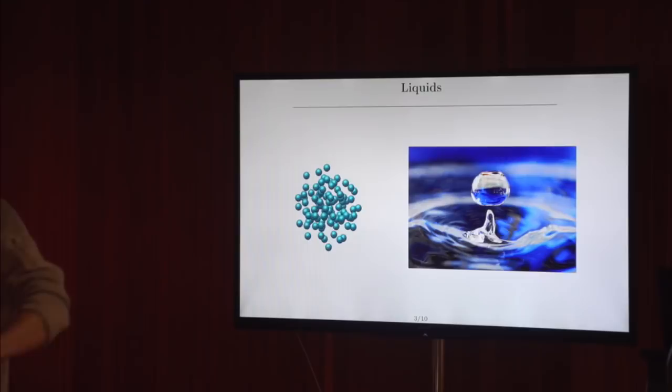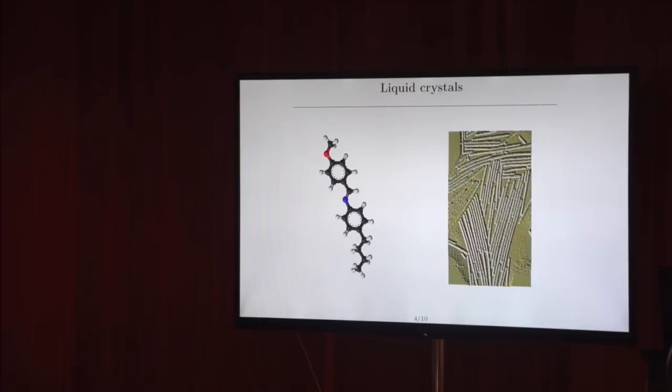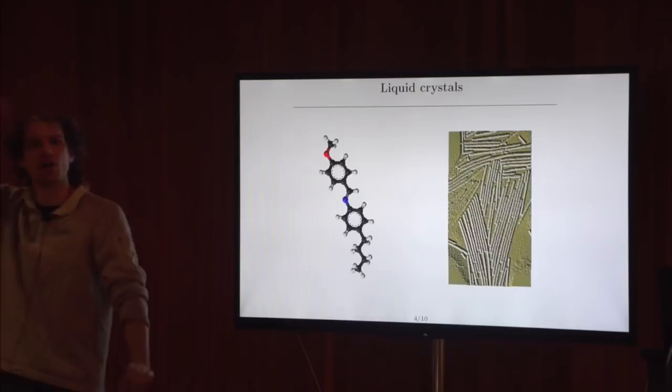I'm going to give you two examples of such systems. This here on the left is the standard liquid crystal that is constructed in labs and used for experiments. It's called MBBA. The black atoms here are carbon. The white ones are hydrogen. This is an oxygen. This is a nitrogen. It's a molecule, and you see that it's long, and it's not very thick. It's longer than it is thick.